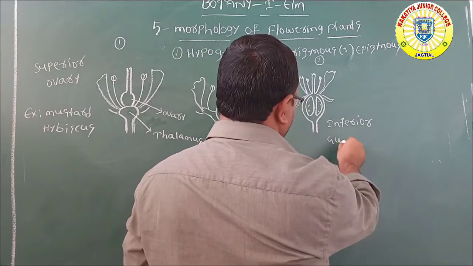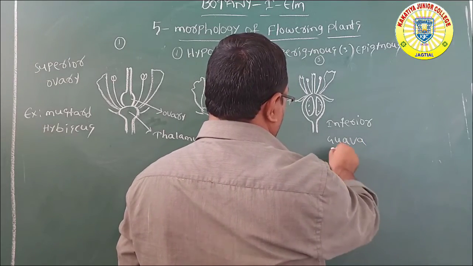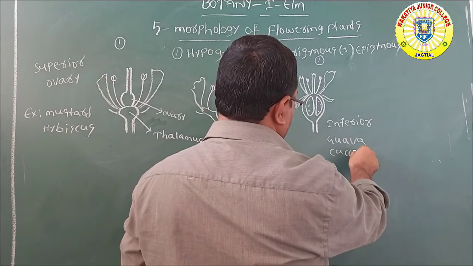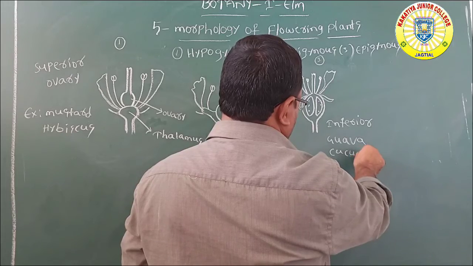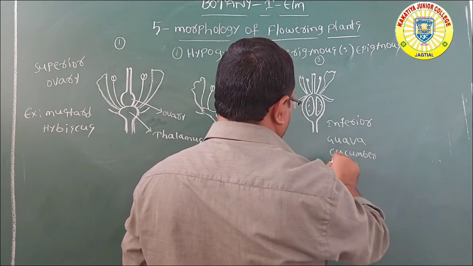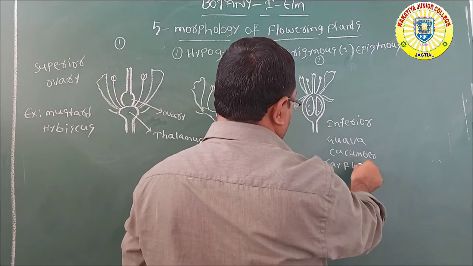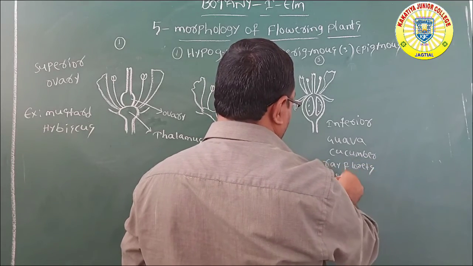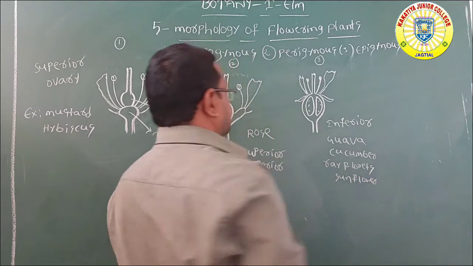Best examples: guava, cucumber, and ray florets of sunflower.